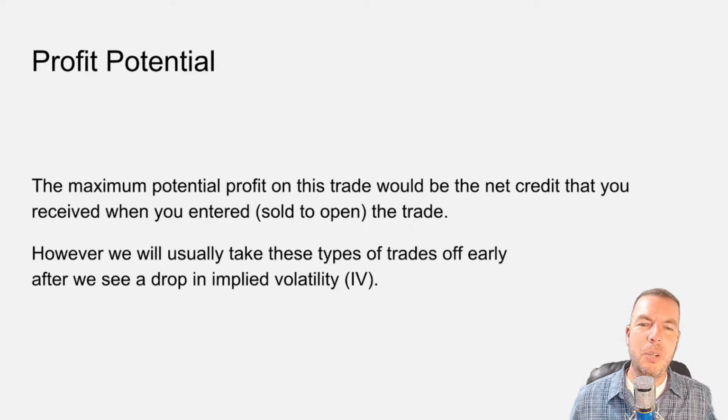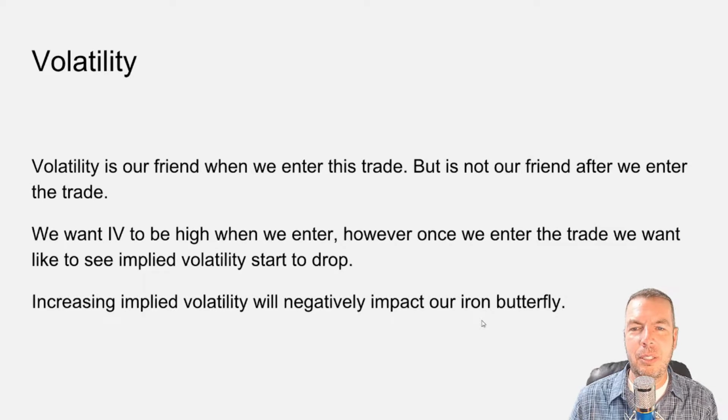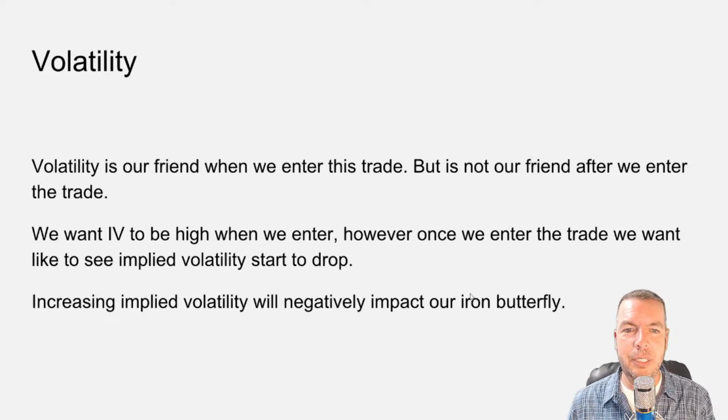However, we usually don't wait all the way till expiration. We don't usually collect that maximum amount of premium and let that whole strategy expire worthless. We'll usually take it off at about 25% of max profit. When implied volatility really starts to drop, we can actually buy that back for quite a bit less. So let's talk about implied volatility.